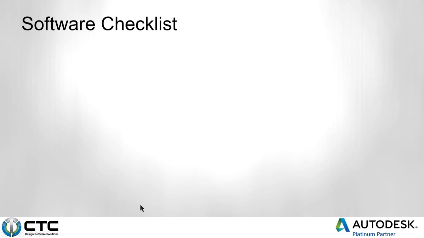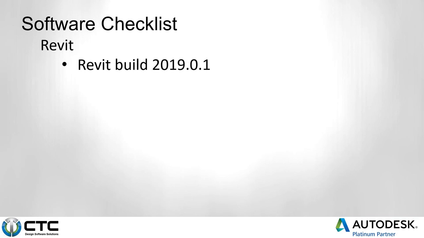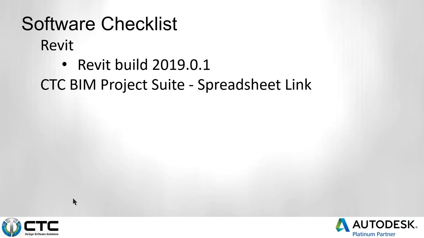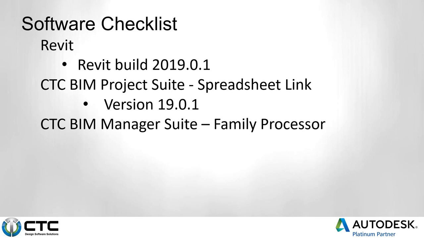All right, so this demonstration is primarily going to be in Revit 2019. So far, the latest and greatest build version that I have received a notification for in the Autodesk desktop app is 2019.0.1. Since we are going to be looking at Spreadsheet Link, that exists in the BIM Project Suite, and we're currently on version 19.0.1. And I know this is a lot of numbers, a lot of variations, but for the BIM Manager Suite, since we are going to delve into Family Processor, we're currently on version 19.0.0.